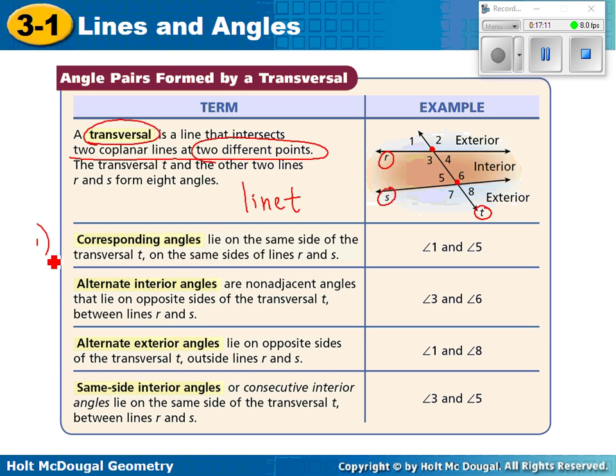The first one is corresponding, alternate interior, alternate exterior, same side interior, and this book leaves out same side exterior. I don't know why. We're going to add it to our notes. So on the whiteboard, I am writing same side exterior.